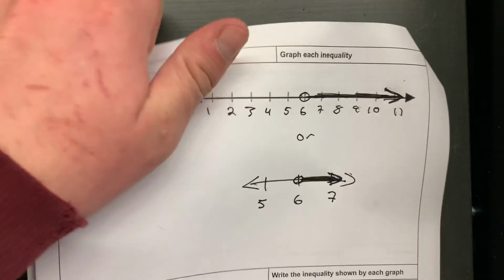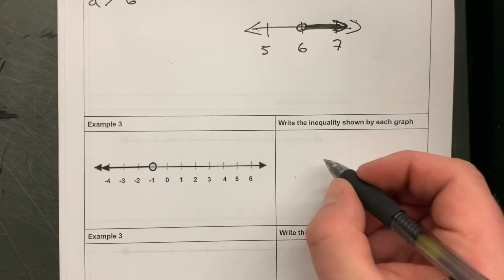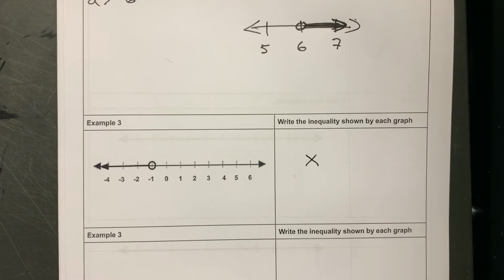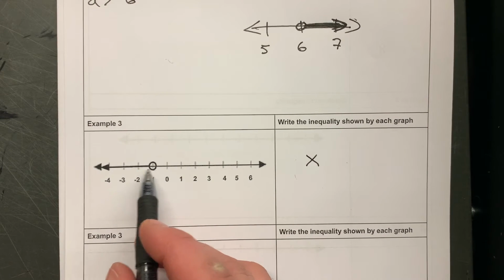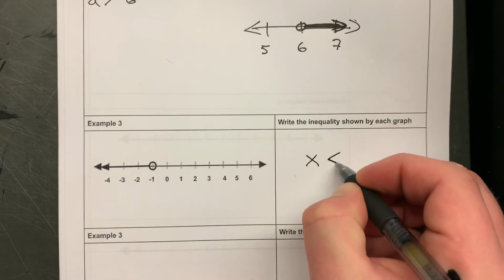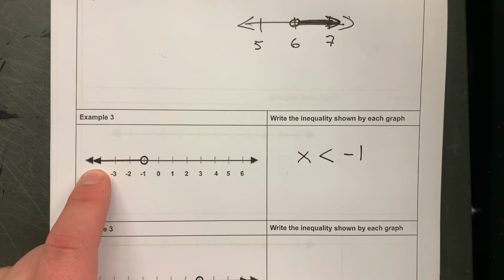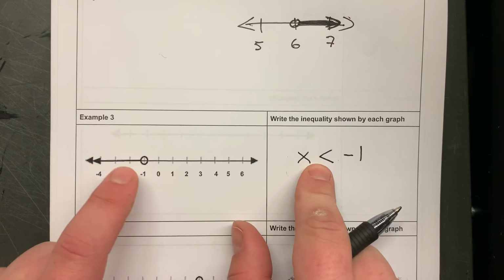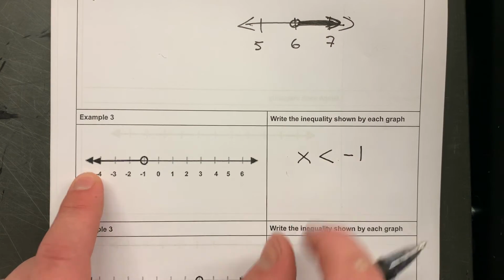We go down to our example number 3. It wants us to write the inequalities shown by each graph, okay? I'm just going to use x in this situation. It's showing me that what I'm showing as x is less than -1. So x is smaller than -1. It's showing me everything is smaller than -1. Again, open circle, pointing down, it's showing me that it's less than a certain number.